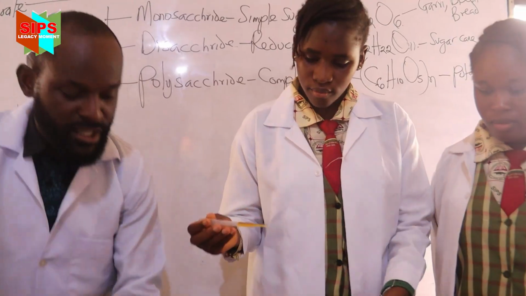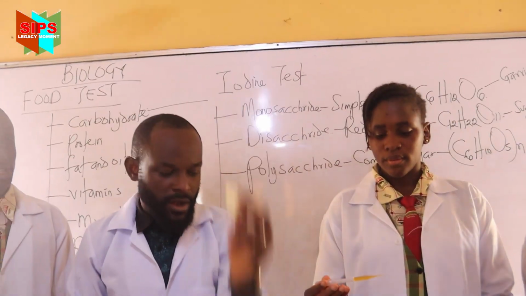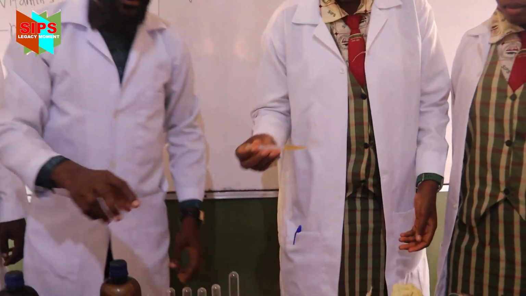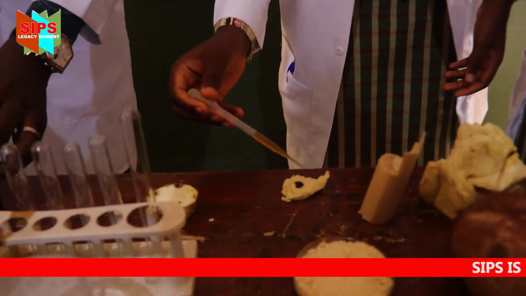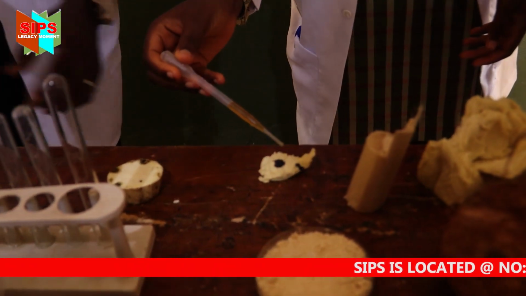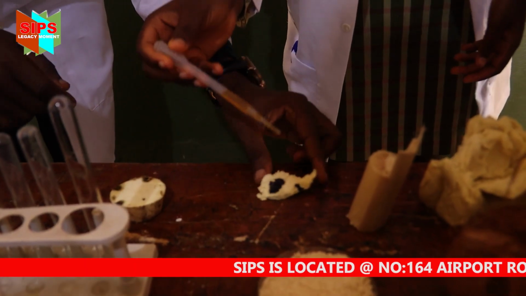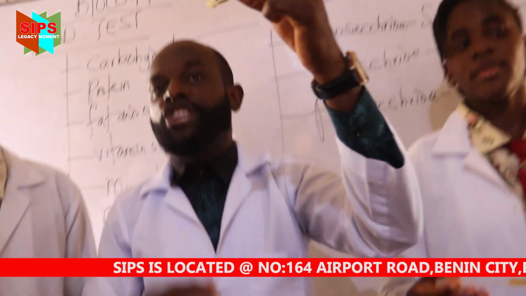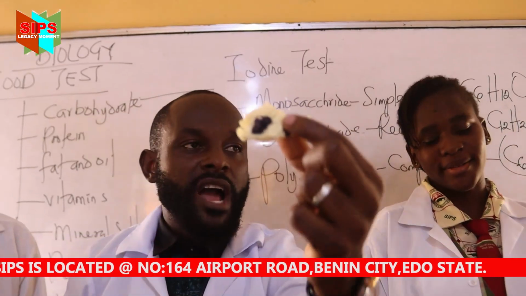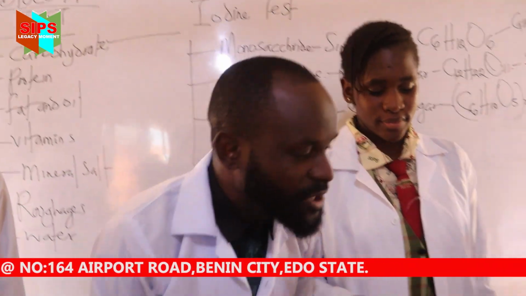Let's see the very first person. What material is this? Bread. Now, let's see. Go ahead. 2 or 3 drops, as expected. Keep adding. Now she's going to lift it up. Now, class, what color change are you seeing? Blue black.